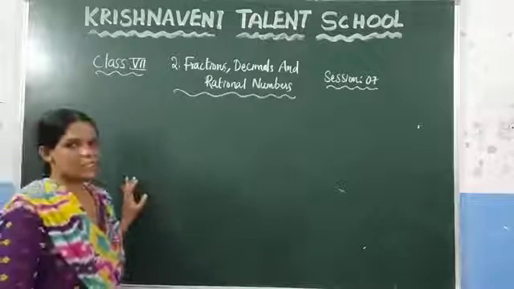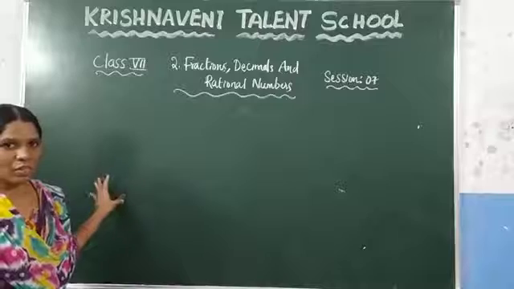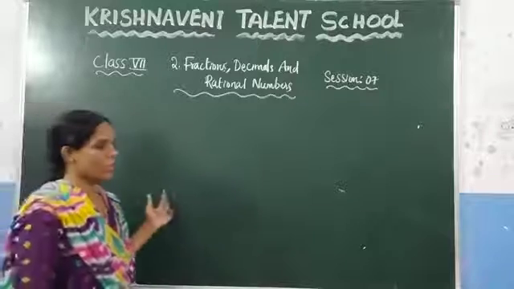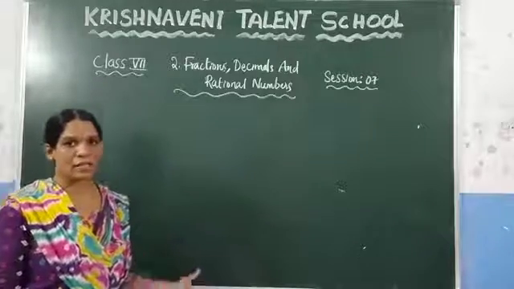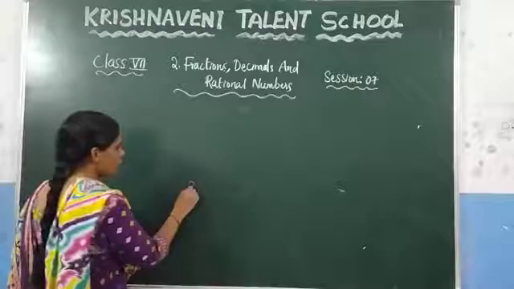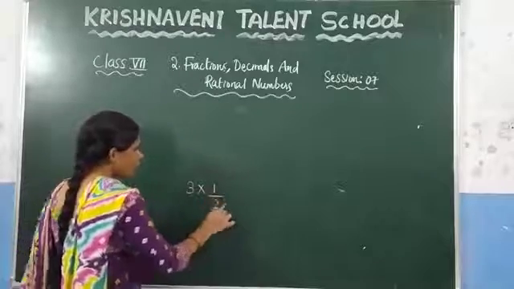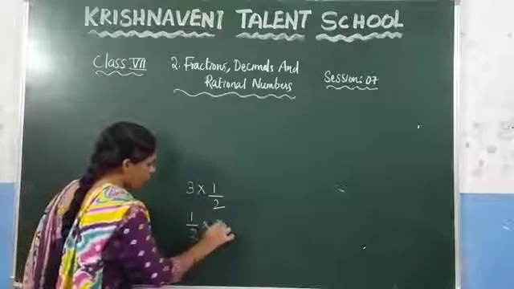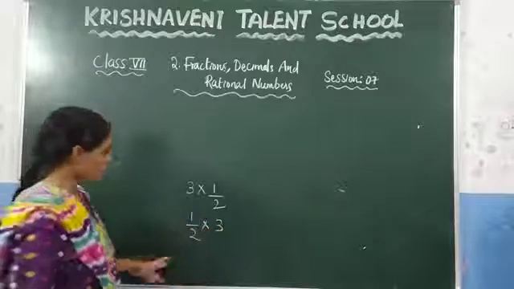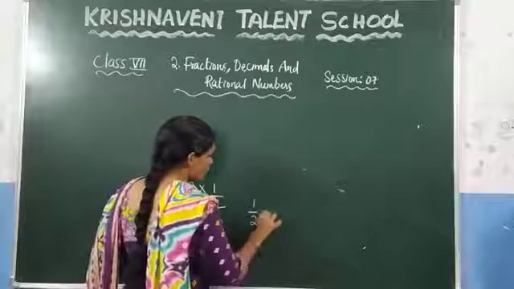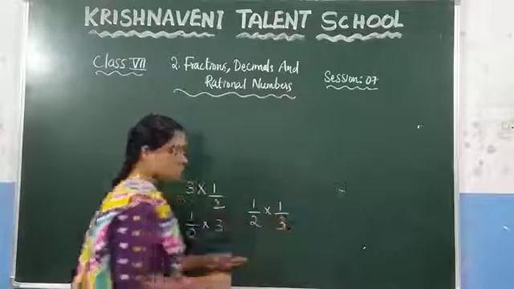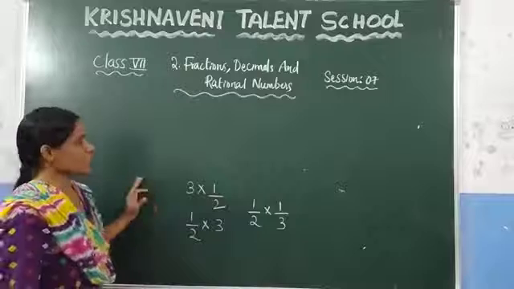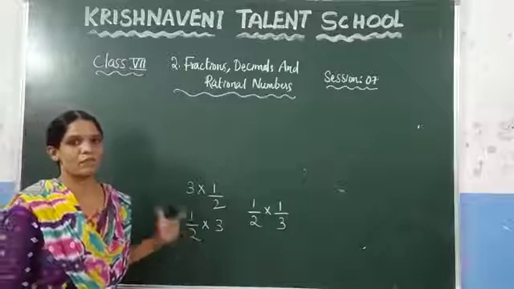Up to last session we discussed the multiplication of fractions. How do you multiply if you are given a whole number and a fraction? And if you are given a fraction and a whole number, how do you multiply? And if you are given two fractions, how do you multiply them? This we discussed. Now in this session we are going to discuss the division of fractions.